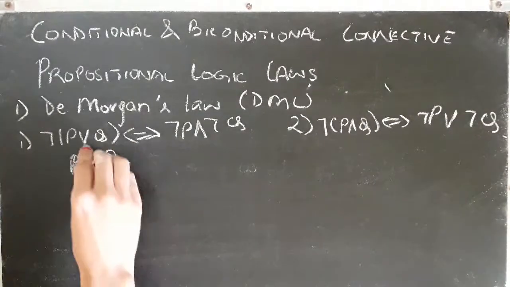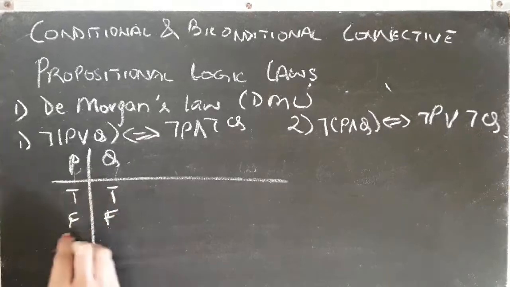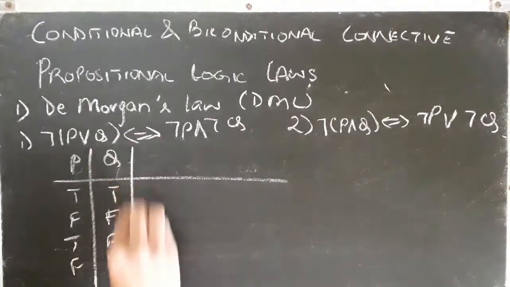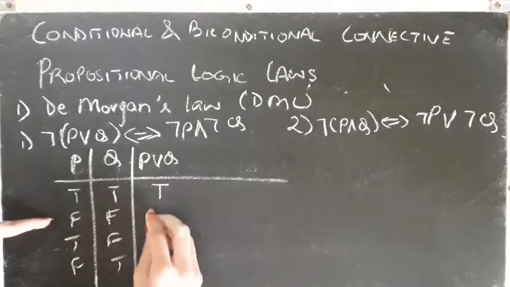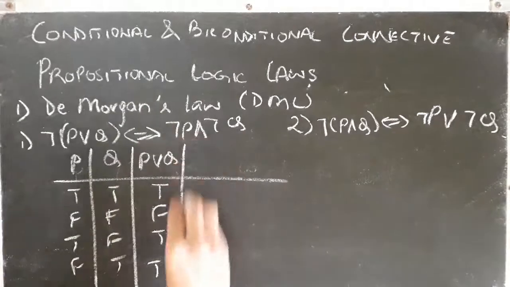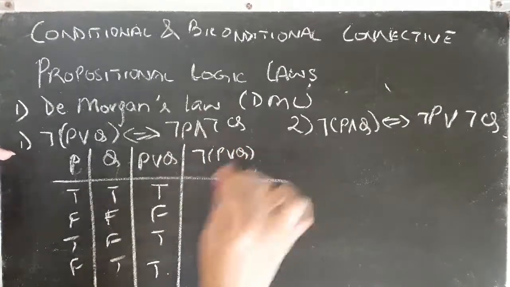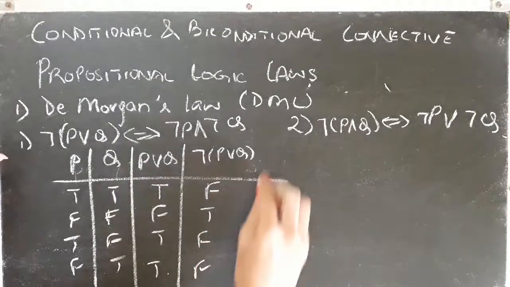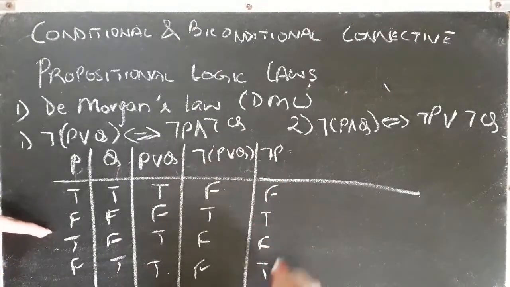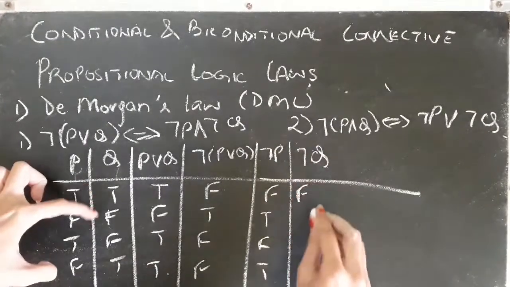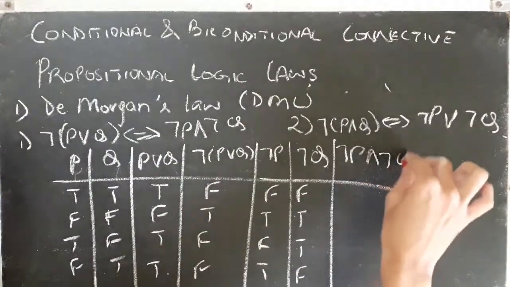P, Q, the two basic components that we need. True together, false together, TF, FT. Now, we need P or Q. So, true, false, true, true. Now we need negation of this one, negation of P or Q, which is just reverse the truth values. Now we need negation of P. Again we just reverse the truth values. Negation of Q.